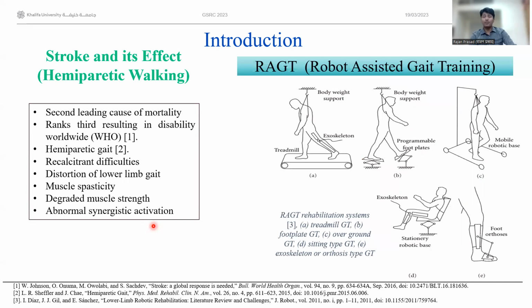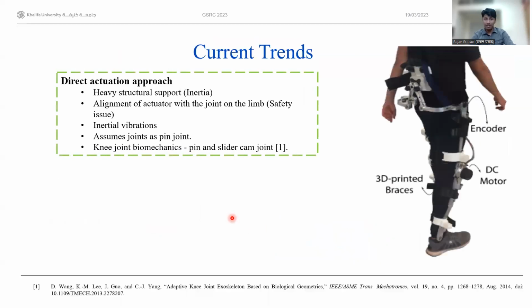Now, there are different robot-assisted gait training devices available or that have been designed in the past. Some of them include treadmill-based devices, footplate-based devices, overground, sitting type, and other exoskeleton orthoses. However, if we analyze the current trend in general, the majority of devices use a link-based design where we put motors, actuators, and heavy bulky links on the user's limb, which already has a reduced weight bearing capability. Furthermore, such designs induce inertia and inertial vibration to the user and assume the knee joint as a pin joint, which actually violates the biomechanics of the knee joint itself.